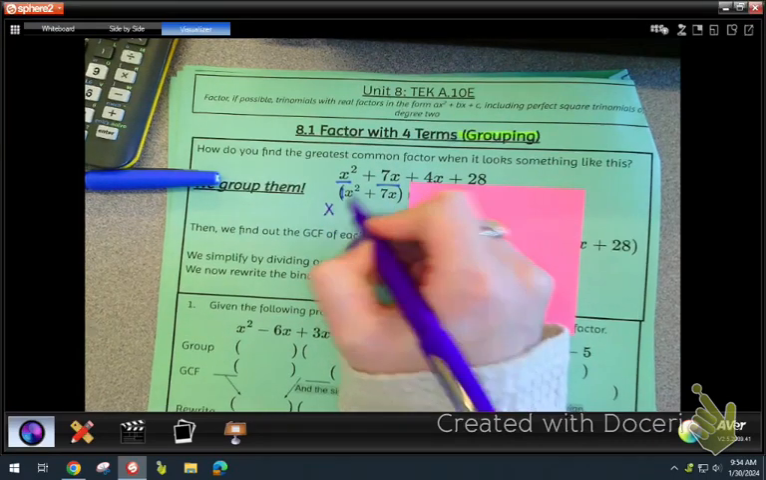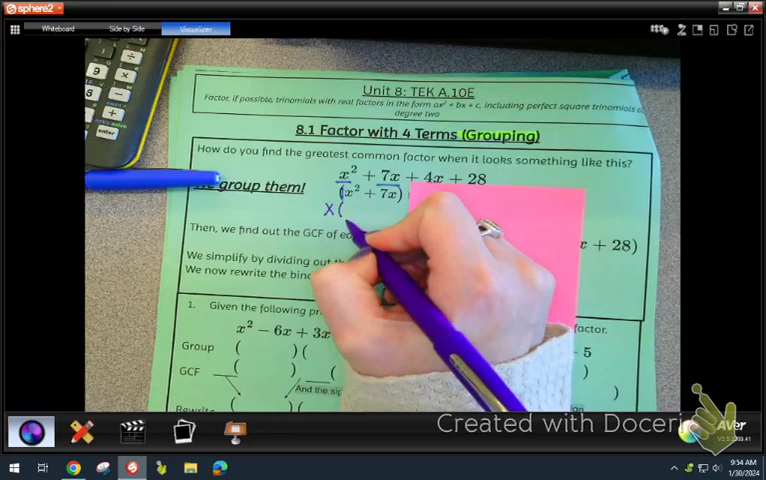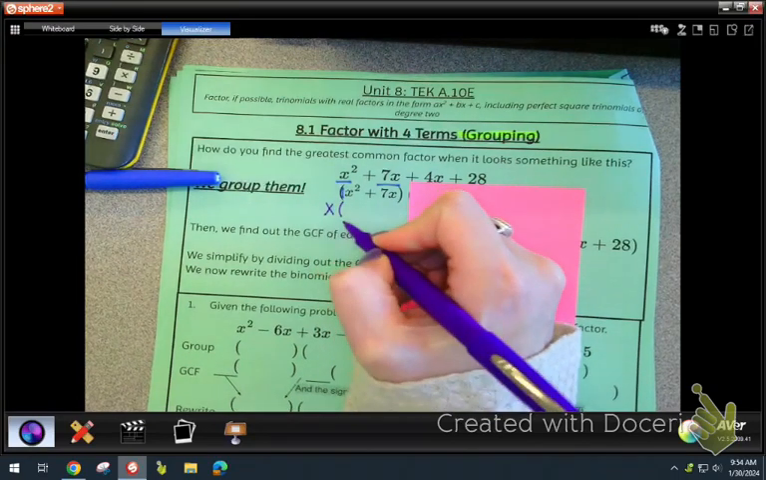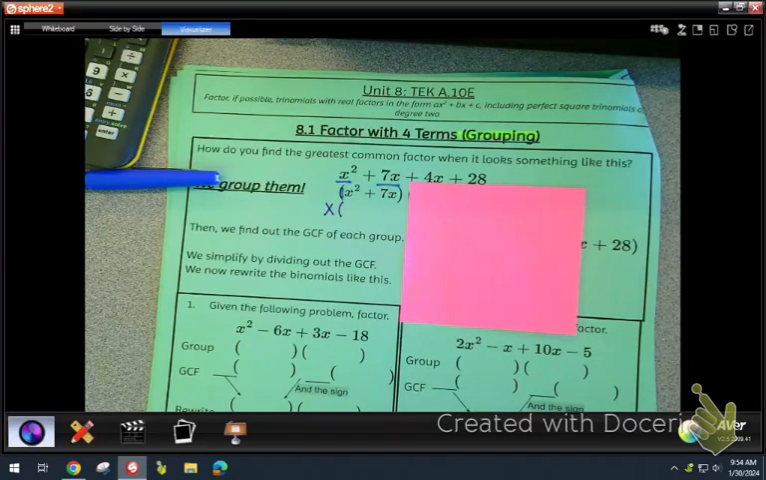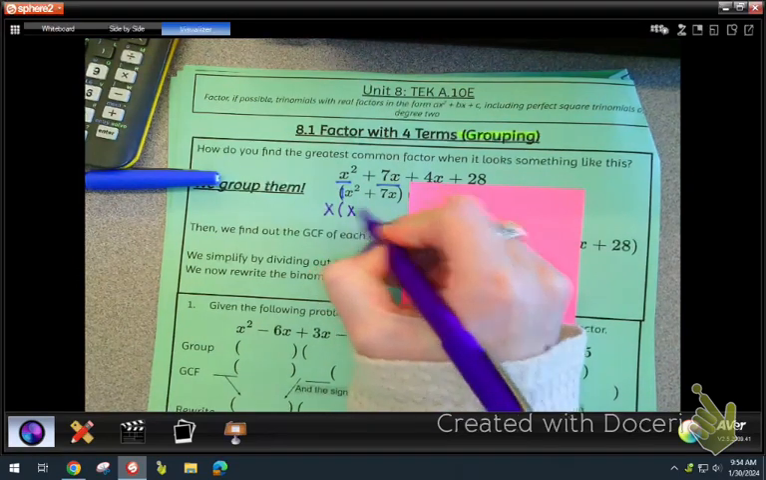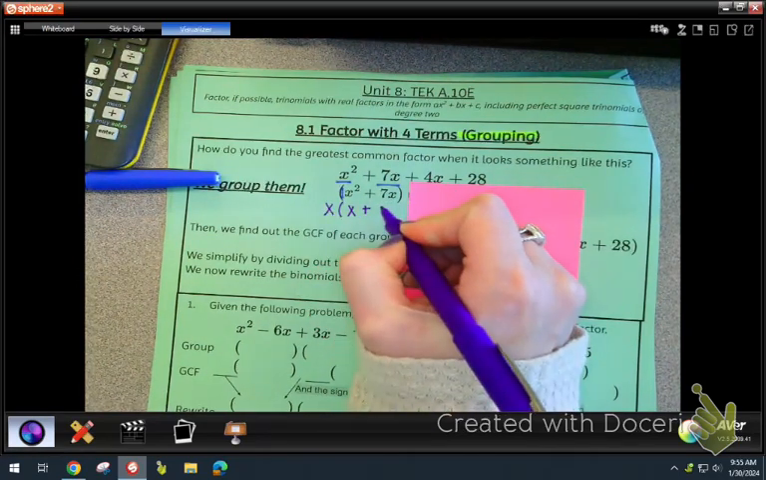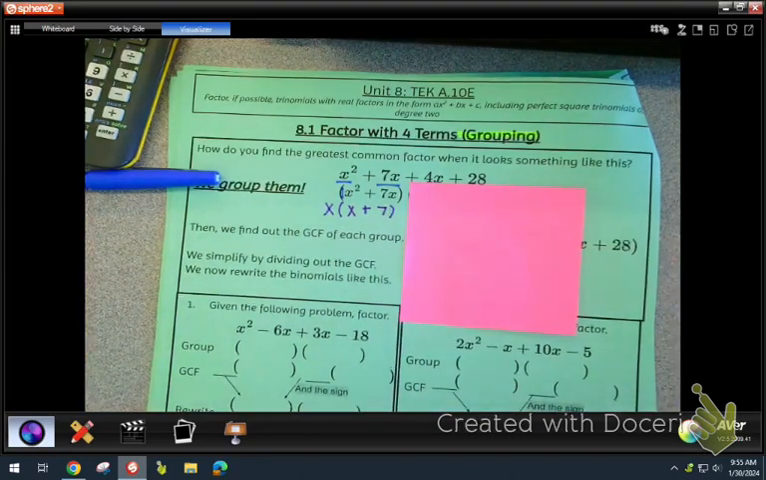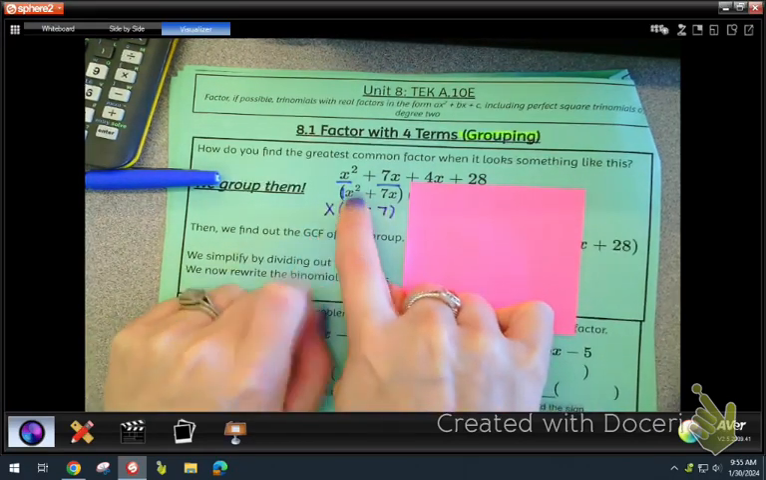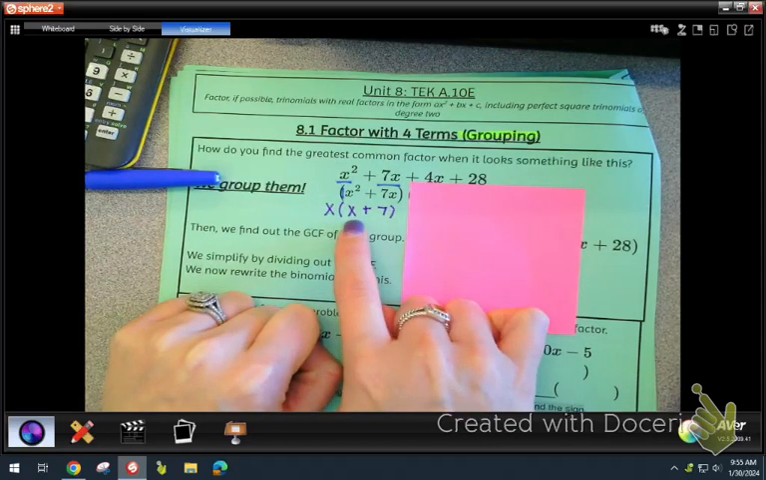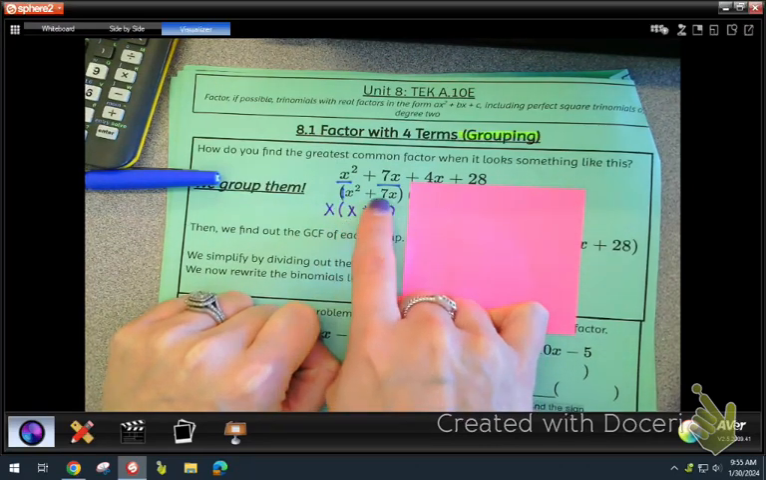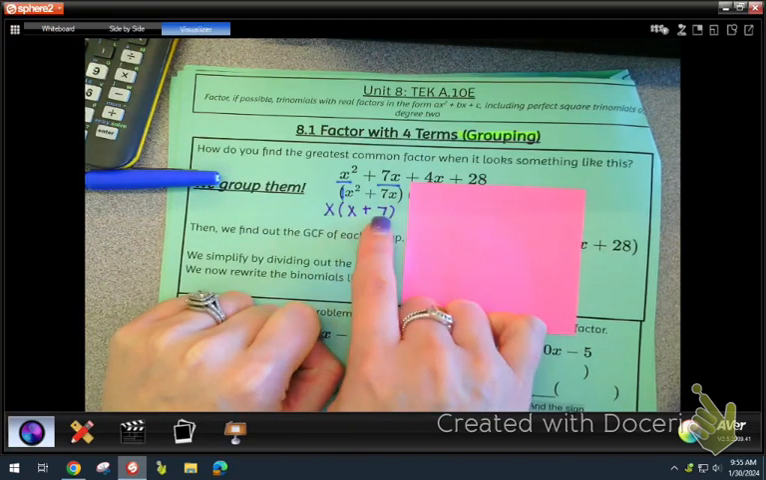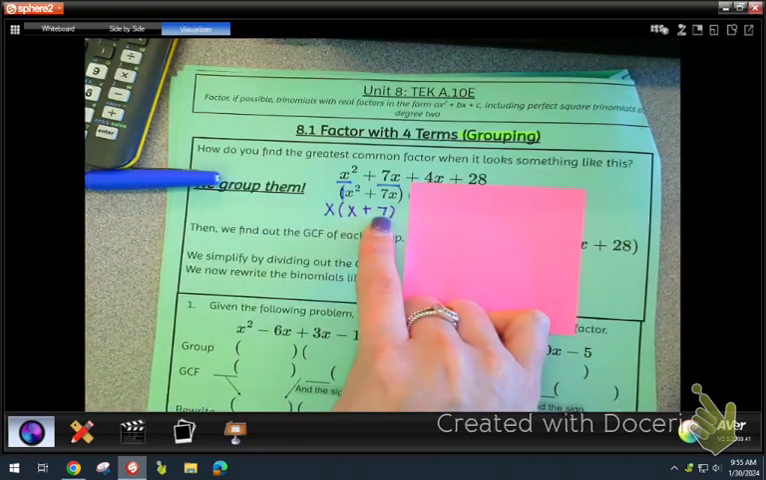So where do GCFs go? On the front. And then we're going to open up and we're going to divide it out. What's x squared divided by x? X. What's 7 divided by x? Not 7x, 7 divided by x. It's not x equals 1, it's x to the power of 1. Think about it like this: you had 2 x's originally. You took 1 out. You're left with x. You have 7 times x. You take the x out. You're left with 7. It's the same process from the other side.